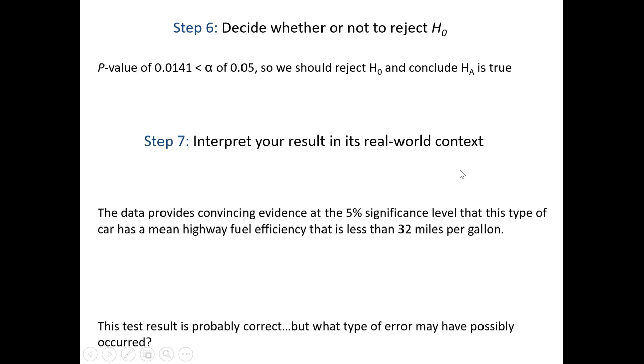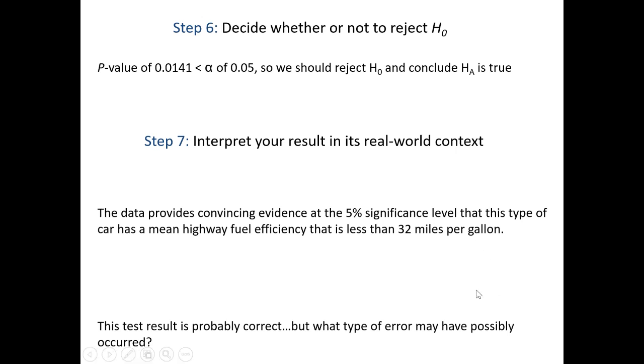Finally, bring it all together. Remember, this problem was about cars, and was there evidence that the fuel efficiency is actually less than advertised? Yes, we found strong enough evidence at the 5% significance level that this type of car does indeed have a mean highway fuel efficiency that is less than 32 miles per gallon. So we're quite certain that that's the case, that that's the truth.